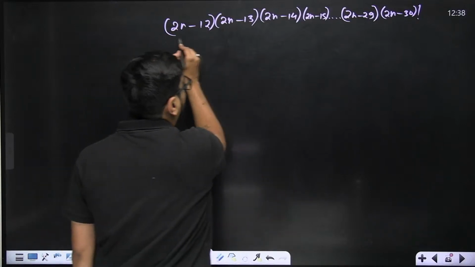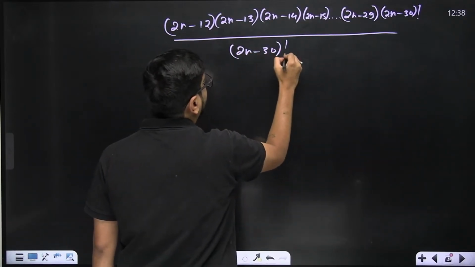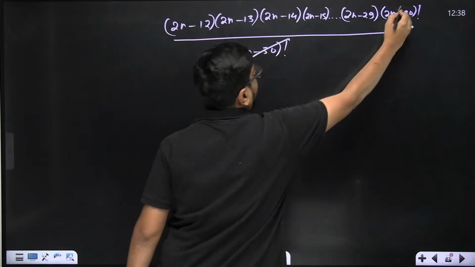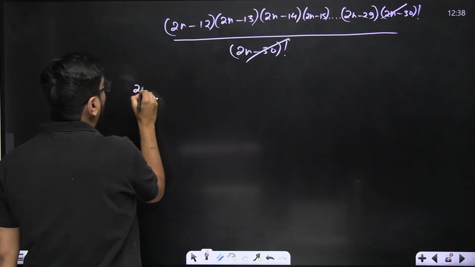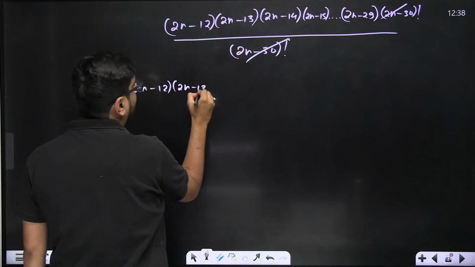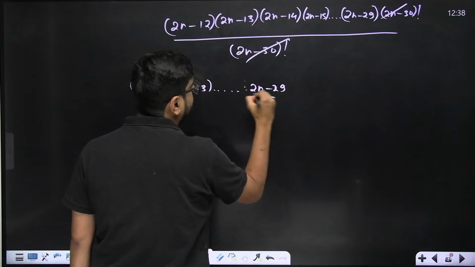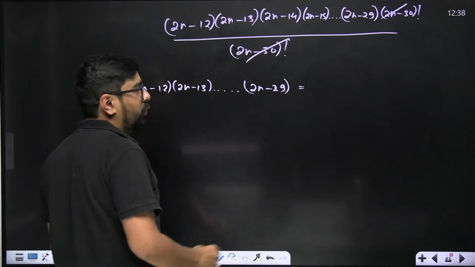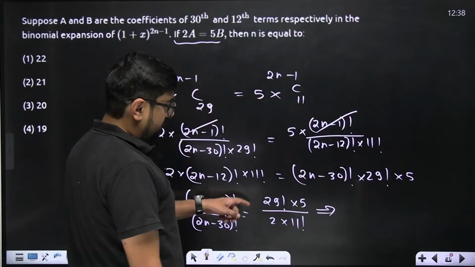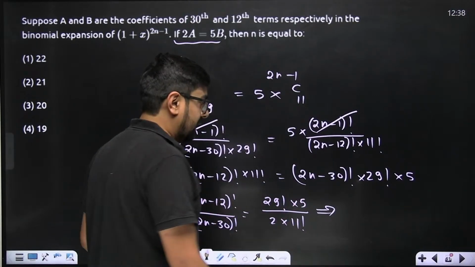In division, what do we have? In division, we have (2n minus 30) factorial only. So this and this will get cancelled. What will we have? (2n minus 12) multiplied with (2n minus 13), going till (2n minus 29). Correct. On the right side, we have 29 factorial multiplied with 5 divided by 2 into 11 factorial.